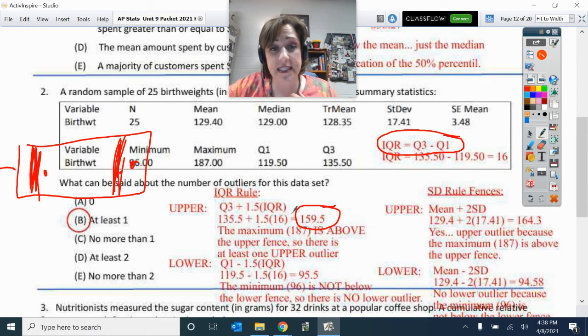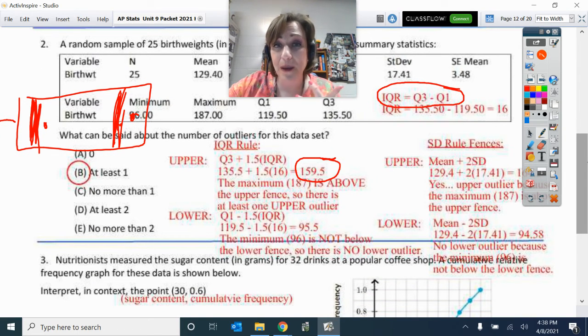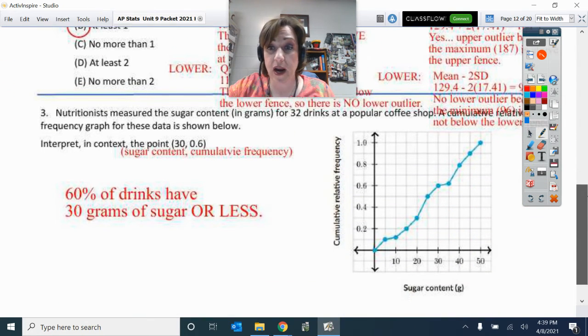So whether you did the standard deviation rule, which I have computed here, or the IQR rule, you had just one, or at least one, upper outlier. The only way to have at least two is if you knew there was at least one upper and at least one lower. Okay? All right, now this is a cumulative frequency graph.